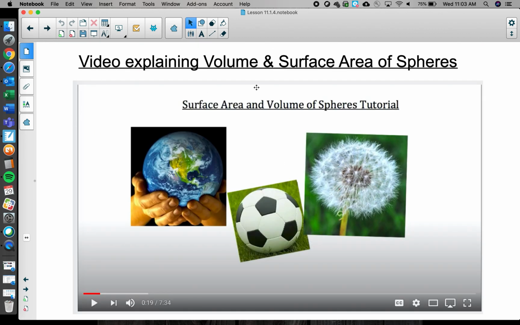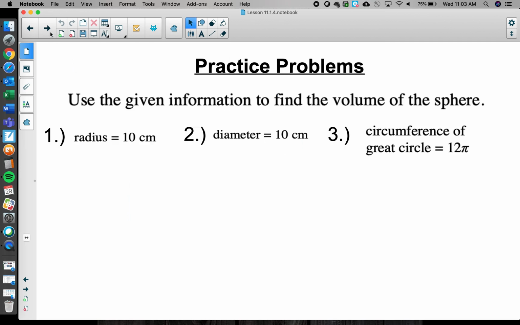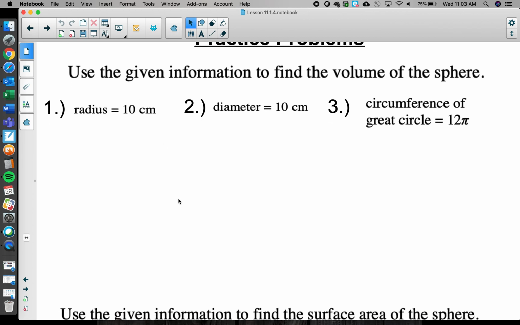Here's a video explaining volume and surface area of spheres. This will guide you a little bit more on where the volume and surface area comes from. You can take a look at that. Otherwise, here are your practice problems at the end.